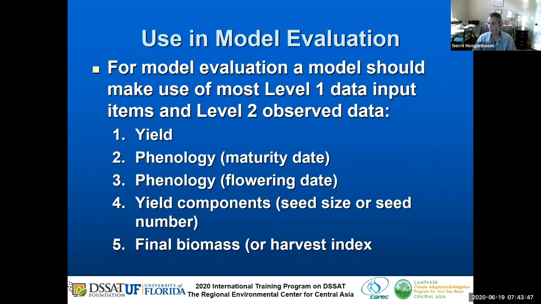So then we would like to have information about yield components. So in most cases, you'll know what the seed size was, and then we can calculate the seed number.